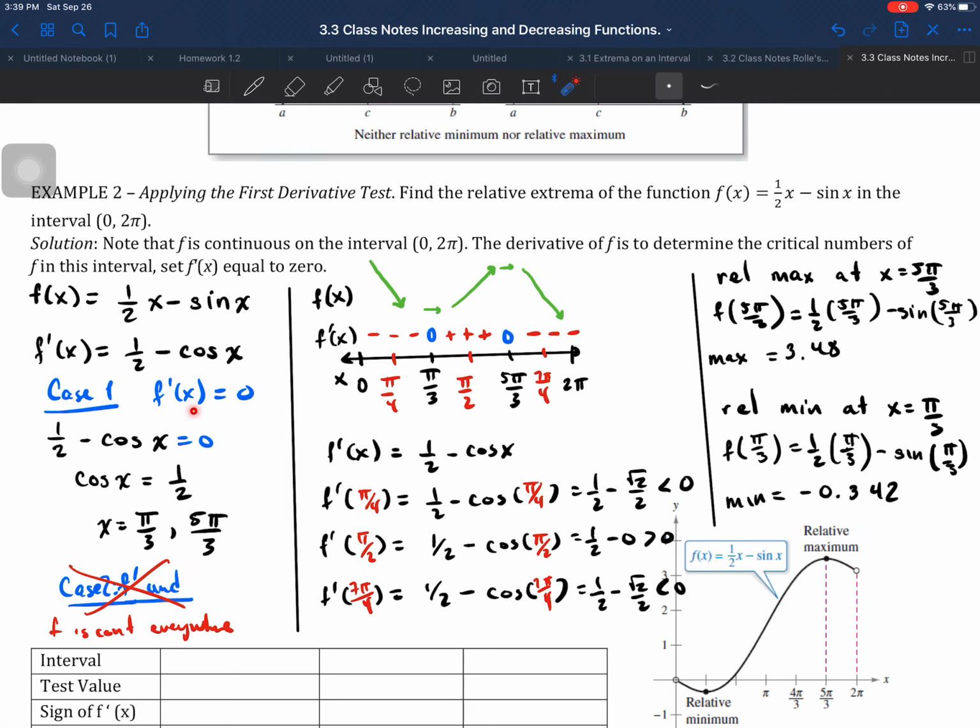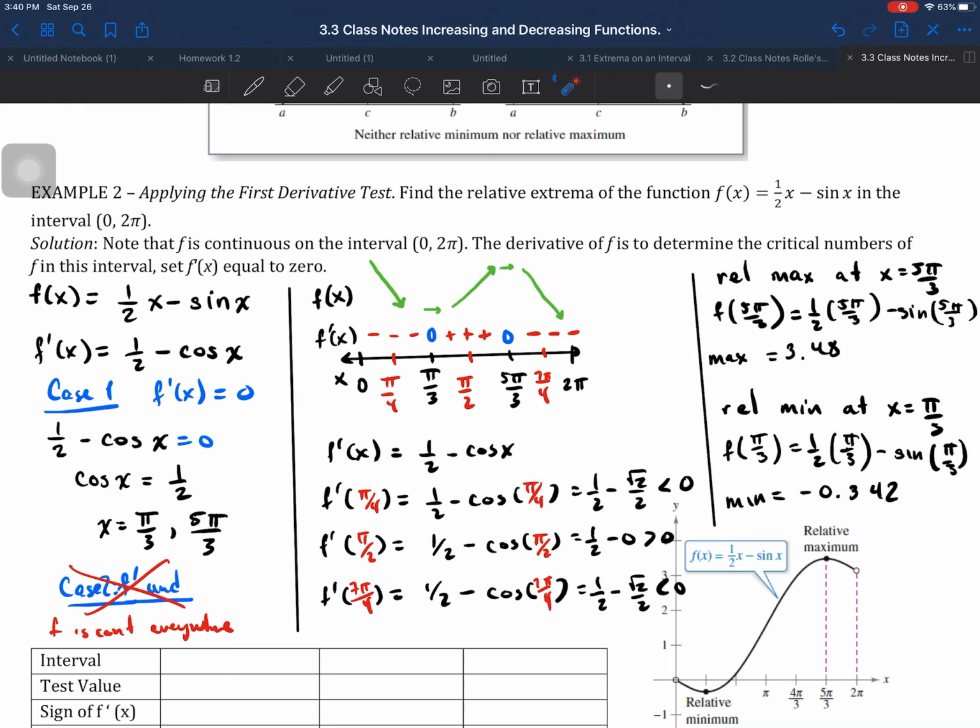Now we're going to find whenever the derivative is 0 by setting the derivative equal to 0 and solving for x. Adding cosine on both sides of the equation gives you cosine x equals 1/2. Ask yourself what angle x, when you take the cosine of it, will give you 1/2. Looking at the unit circle, that would be whenever the angle is pi over 3 or 5 pi over 3 when we're within 0 to 2 pi. So those are the two critical numbers.